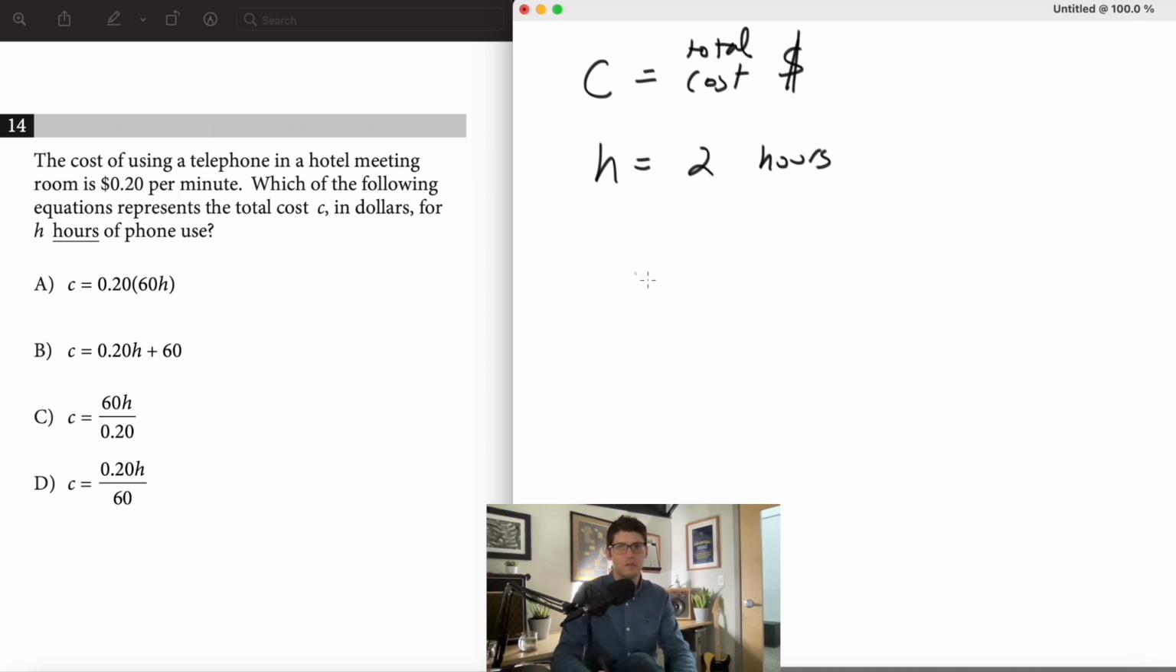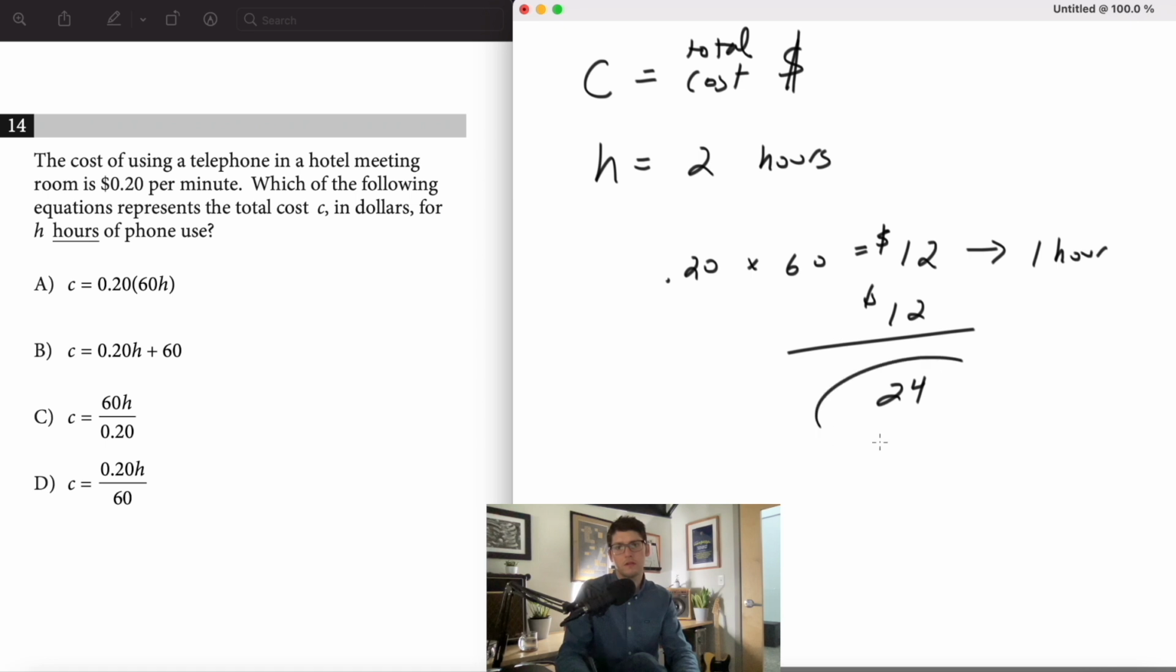So let's just figure this out. So if you have 20 cents times 60, that should be 60 groups of 20 cents should be equal to, I think, $12. You could use your calculator for that. And then that means that's 1 hour. So 2 hours would be another $12 for another hour would mean $24. That's equal to C. So when H is 2, we're trying to get $24.